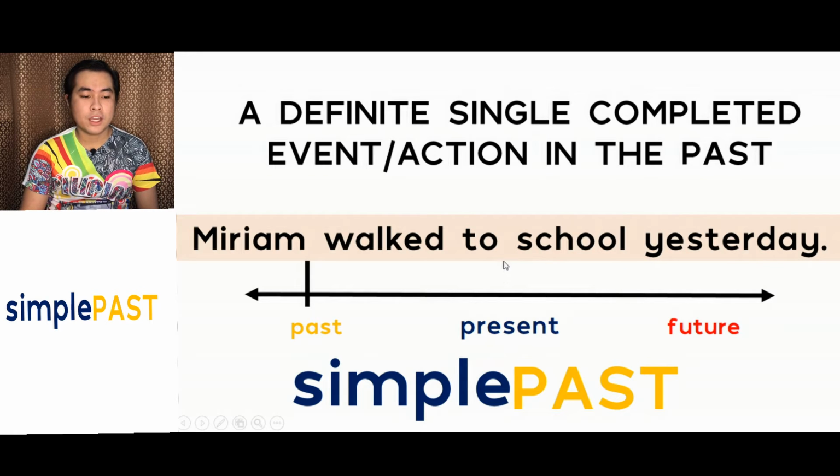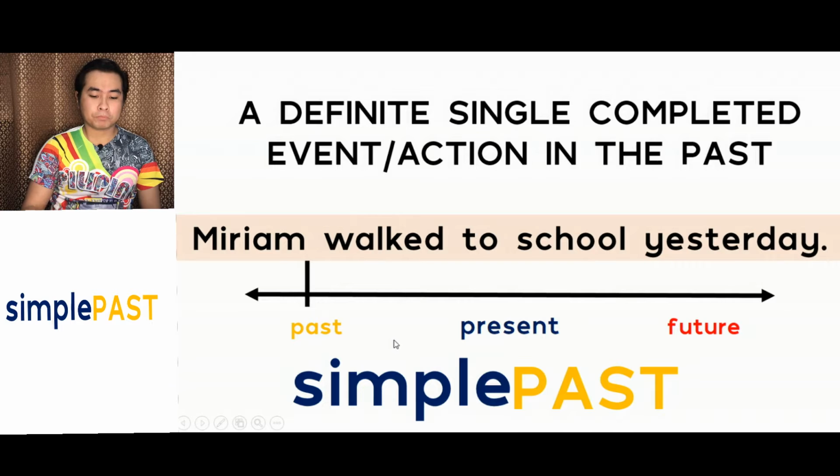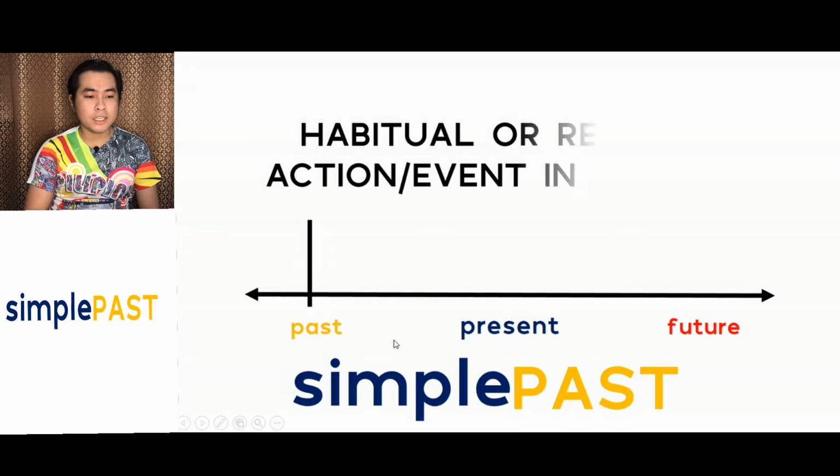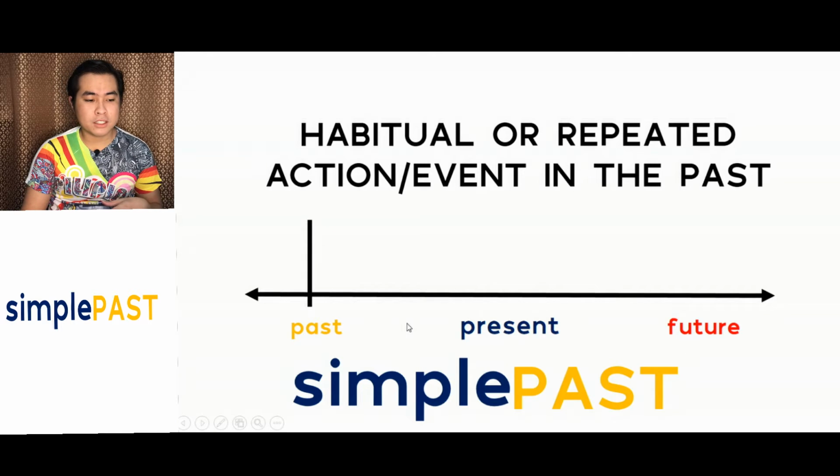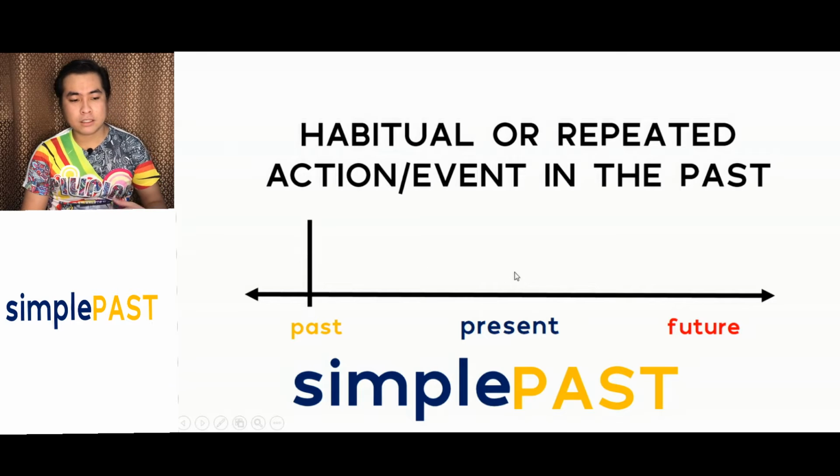Of course, that walk already happened and was already completed at that point in time. Okay, the next one is habitual or repeated action or event in the past. So remember, in your simple present, you also have your habitual action. So that means from past to present to future, you could observe that action or that event.